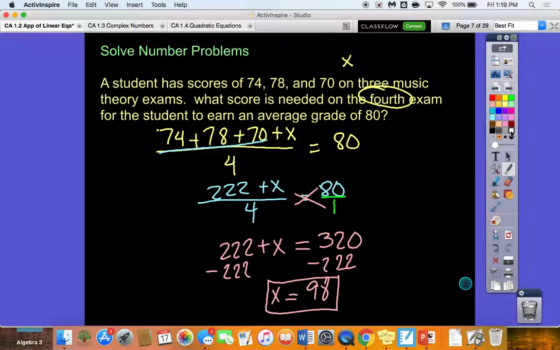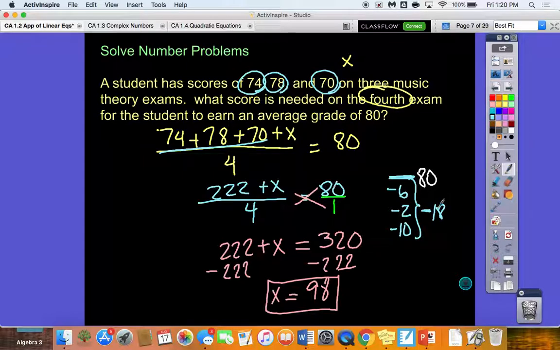Now, I did show y'all a quick way to do these. This is just something that you can use in ACT. You're wanting to come out as an 80. Well, you need to see where you're located so far. What have your prior tests done to your average? Where have they located you? So basically, you go through and you look at, okay, 74, that is 6 below what you want. 78 is 2 below what you want. 70 is 10 below what you want. So currently speaking, you are a total of 18 below your desired goal.